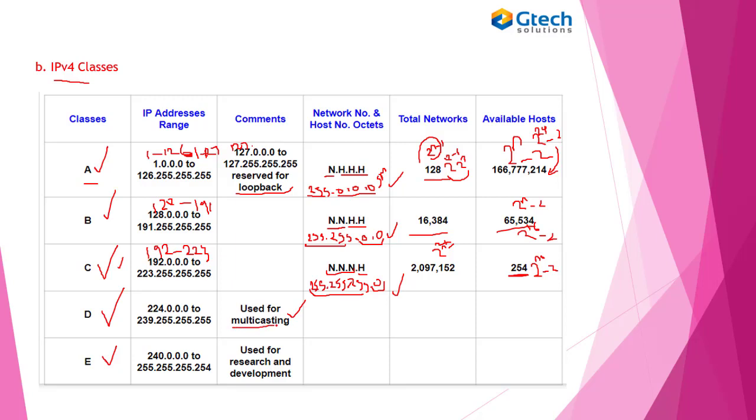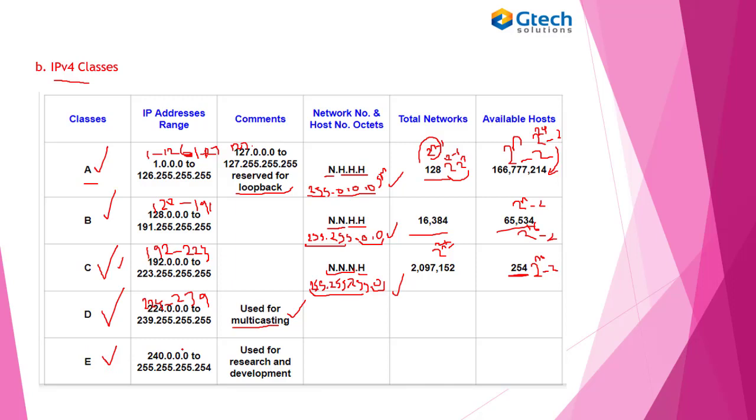Multicasting, we'll discuss it in our next class. Multicasting is a situation where data is sent to a group of devices. You have to send one data to a group of devices. Multicasting falls in a range of 224 to 239. That is class D IP addresses.